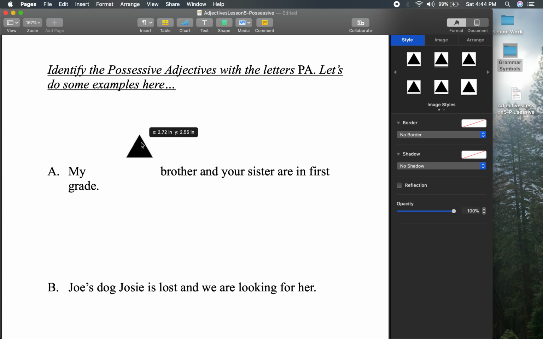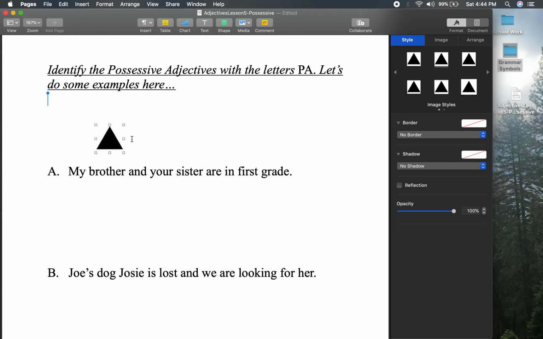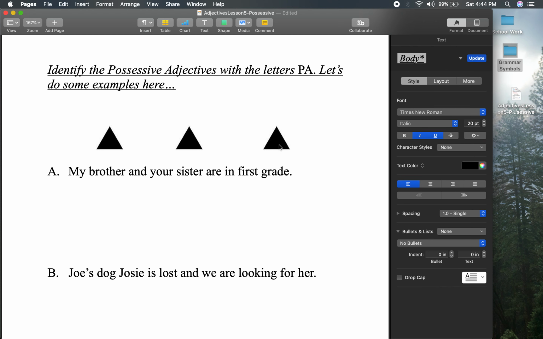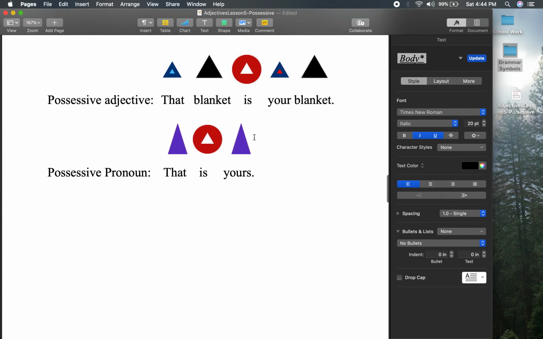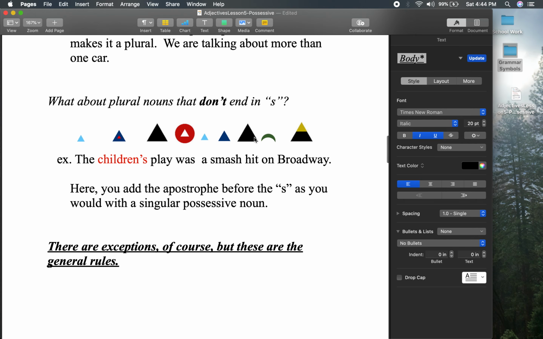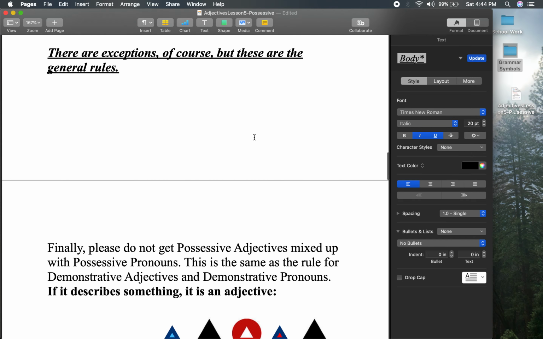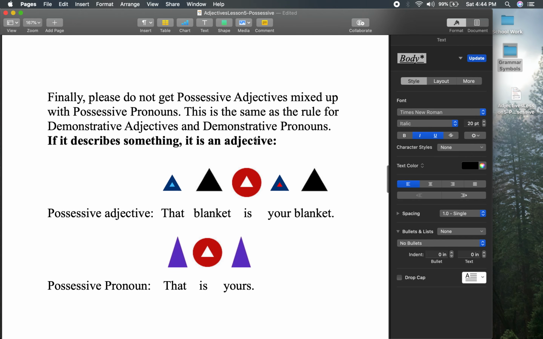Looks like brother and sister and grade. Okay, those are all nouns. Arguably, first grade might be a noun, but I'm going to go ahead and treat first as a numeral adjective. Do I have any numeral adjectives here? I don't think I do, but that's okay.